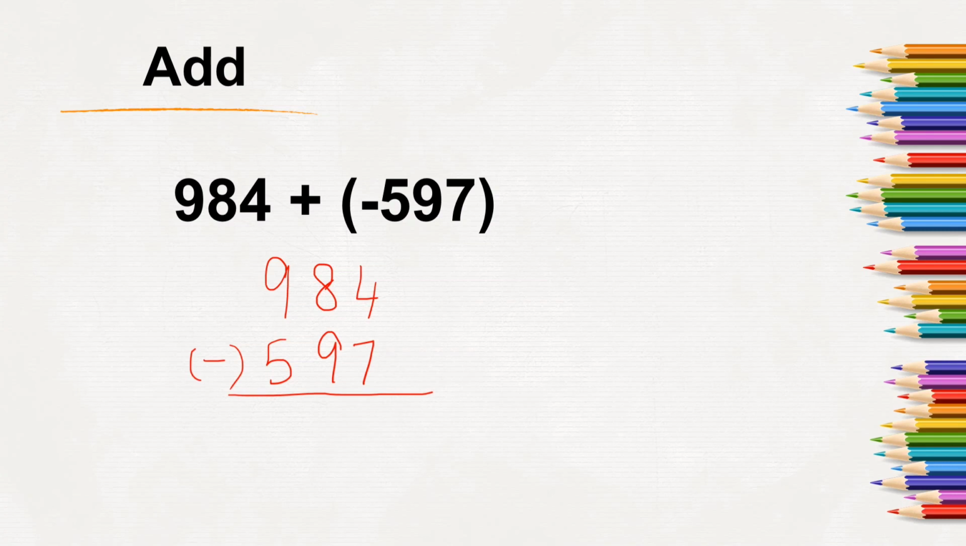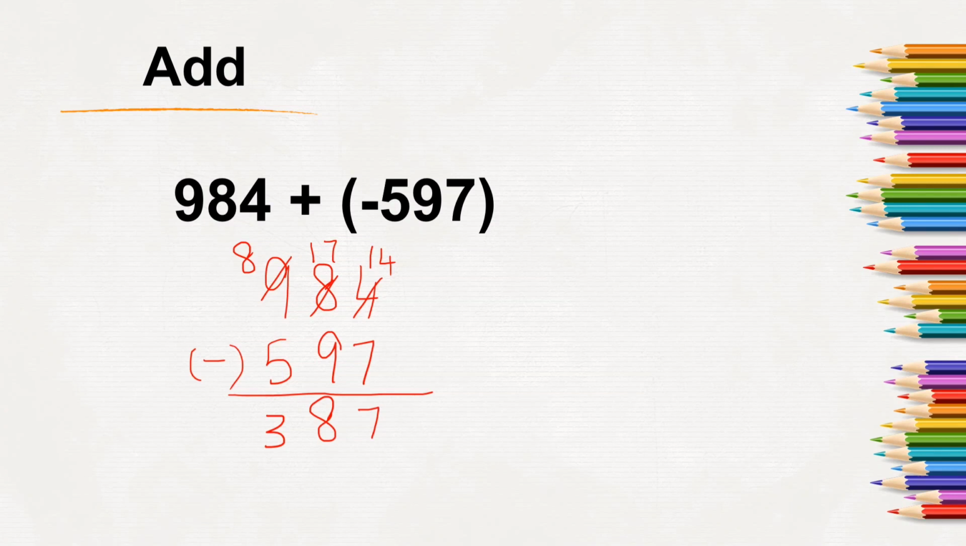As from 4, we cannot take away 7. We will borrow from 8. 8 becomes 7 and 4 becomes 14. 14 minus 7 will be 7. And again from 7 we cannot take away 9. So again we borrow. 9 becomes 8 and 7 becomes 17. 17 minus 9 is 8. So here 8. 8 minus 5 is 3. So the difference between 984 and 597 is 387.